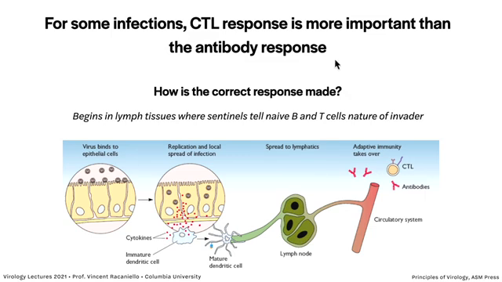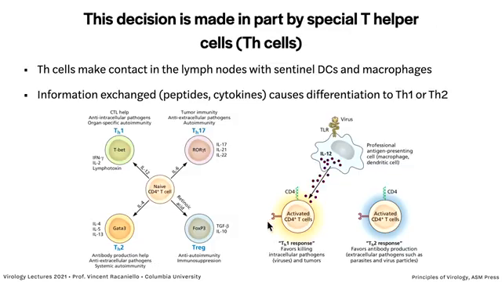Now, for some infections, there's a balance between CTL and antibody response. It's never black and white. Sometimes CTL is more important. Sometimes antibody is more important. How do you determine the balance? It starts in the lymph nodes where the sentinels and the B and T cells start to have a chat. And in particular, it's based on the cytokines and the peptides that are exchanged. These T helpers play an important role in that.